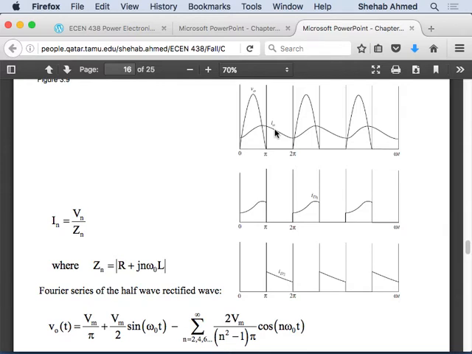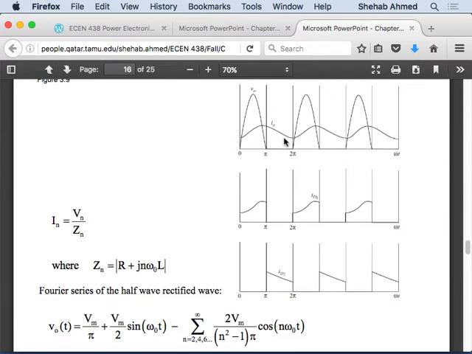How about for the current? Is this current half wave rectified? No. Is it the same as the RL circuit current that we found before? No. It's a continuous current. It never falls to zero. So I don't have alpha and beta or zero and beta, right? So how do I find the current in this case?